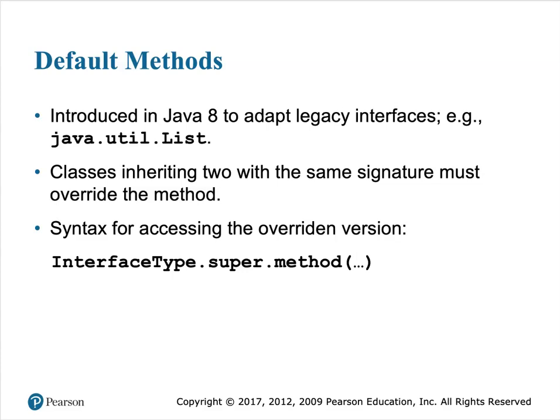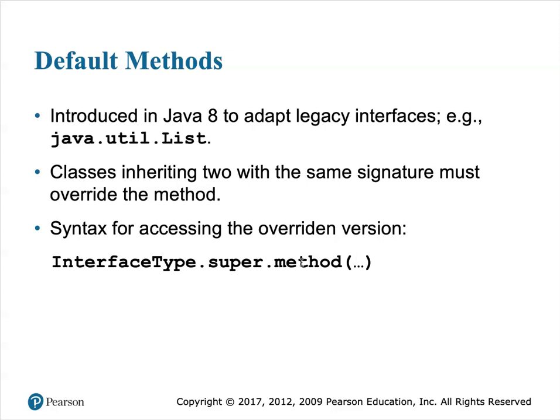So the default methods were introduced in Java 8. And if you have two interfaces that have the same signature, you must override the method. So it's the name of the interface, .super, .method name, is the way that you end up doing the override. That's just a little bit of trivia. For what we're going to do, we are not going to use default methods. You're not going to run into this. Just know that it could happen.